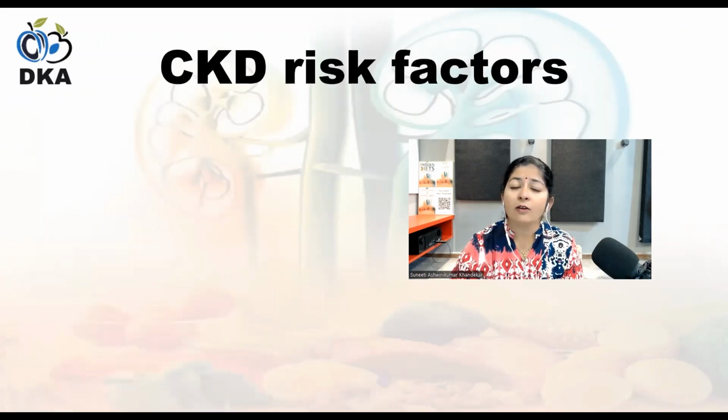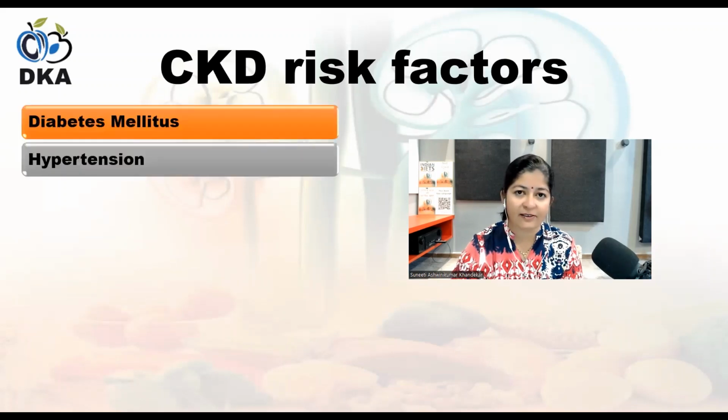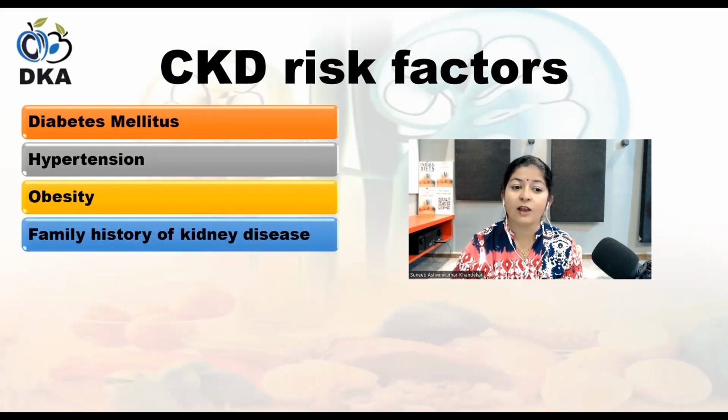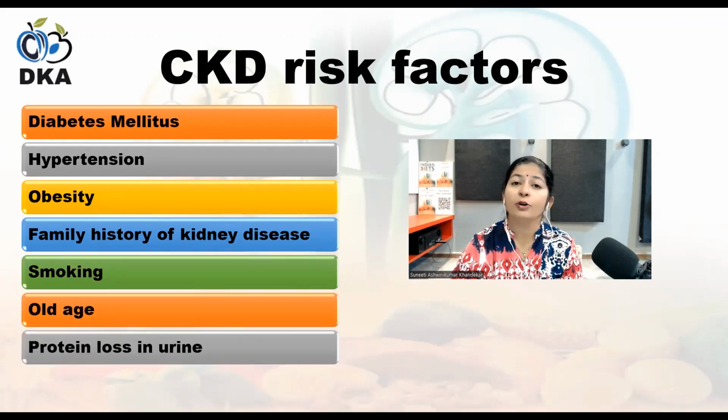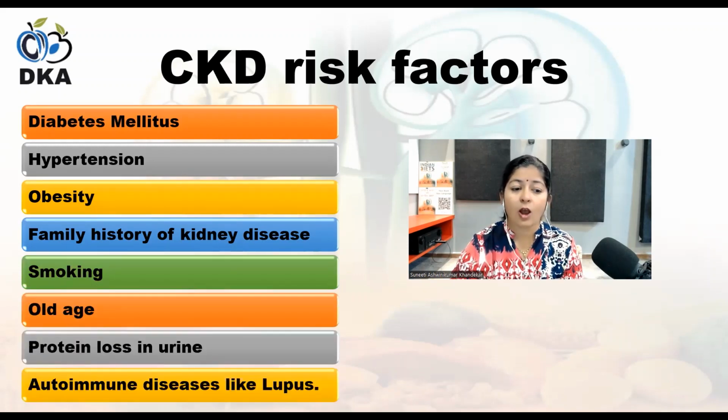So, what are the CKD risk factors? Chronic kidney disease risk factors: diabetes, hypertension, obesity, family history of kidney disease, smoking in general, old age, protein loss in urine, autoimmune diseases like lupus. These are the chronic kidney disease risk factors.